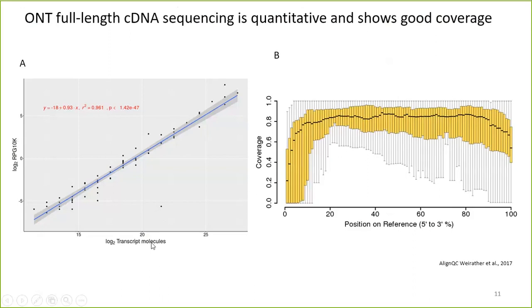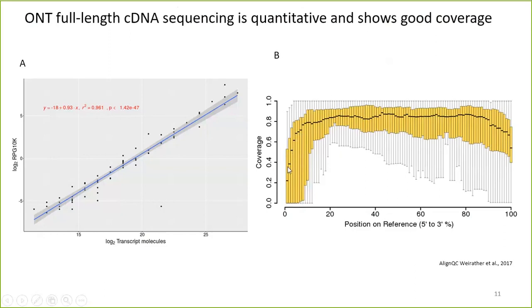And also, we have very good coverage across the gene body. If you look on the y-axis in this figure B, we have the coverage across the molecules, and on the x-axis is basically the relative position of the gene from 5 to 3 prime. We're using AlignQC here to get this picture, and basically what you can see is that we have very good coverage except for the 5 prime end, where I think it's known at this point that Nanopore doesn't cover nicely the 5 prime ends of molecules. So this is not very surprising, but basically very good coverage across the molecules.